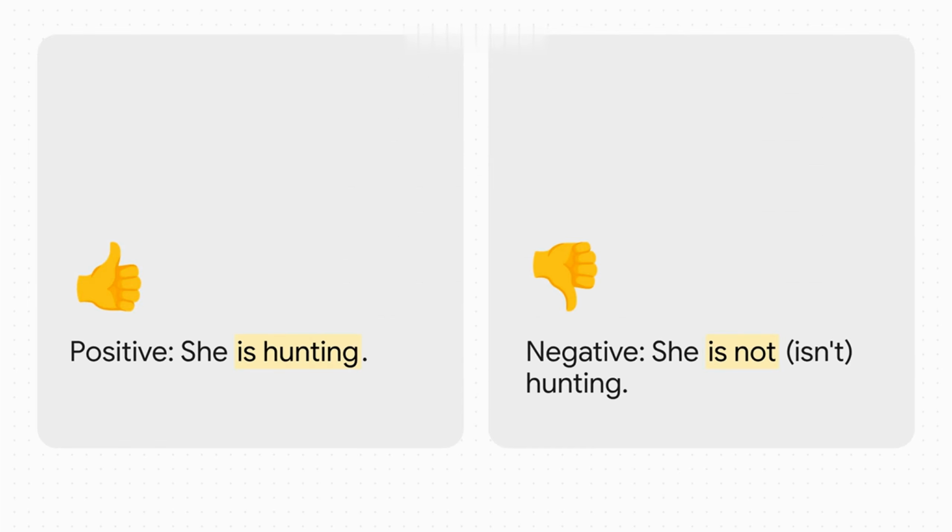And what if you want to make it negative? It's ridiculously easy. You just pop the word not right after the to be verb. And of course, to sound more natural when you're speaking, you can just use the contractions, like isn't or aren't.